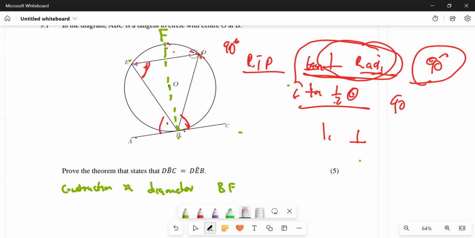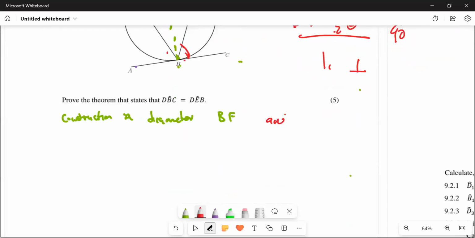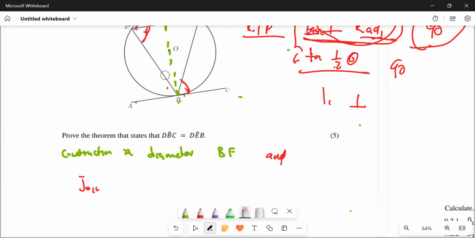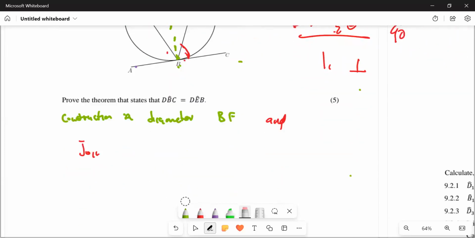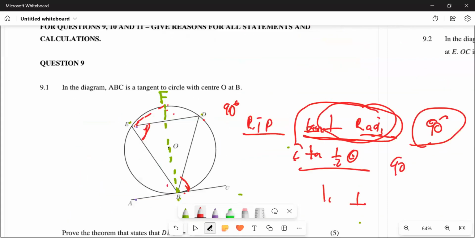And then in this case today, what am I trying to prove? I'm trying to prove that this angle is equal to this one. So it means that I'm going to go to F to E. So I constructed a diameter BF and I am going to join EF. Okay, so we construct and then we join EF.